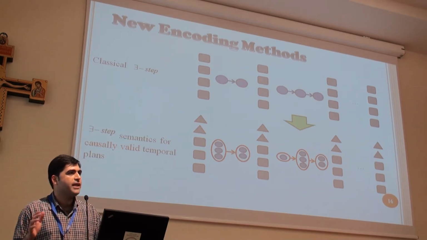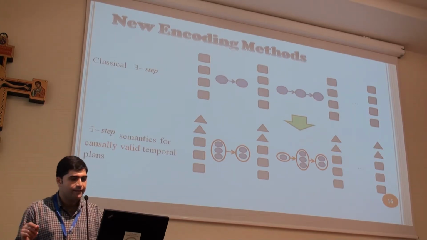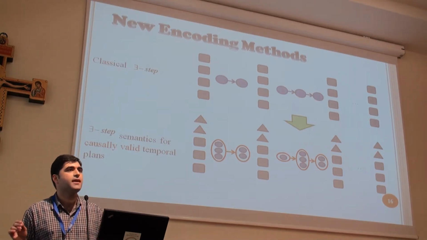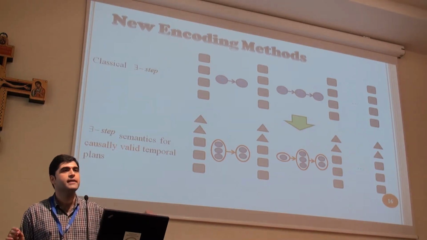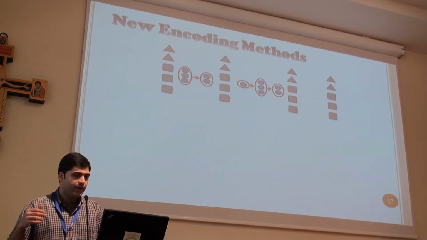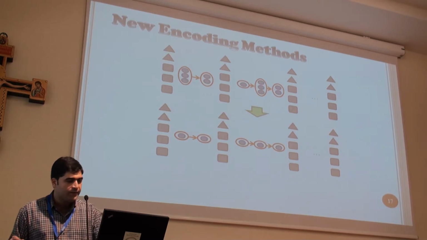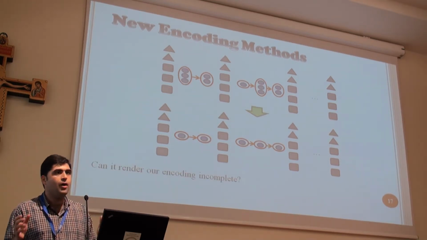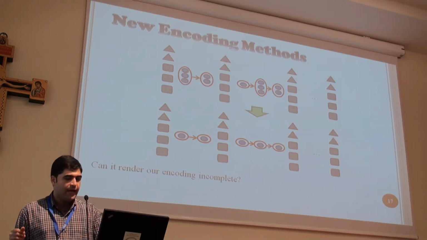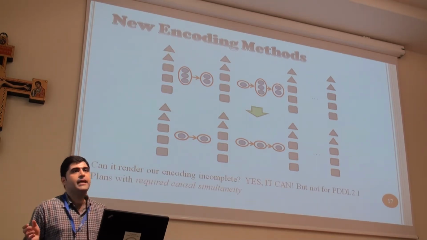It is based on there-exists-a-step semantics, and we can have a sequence of time steps in which we can have simultaneous events, but in the current implementation of the semantics, we need each time step to have just one event. But can it make our encoding incomplete? The answer is yes, it can, if we need to have simultaneity in our plan.